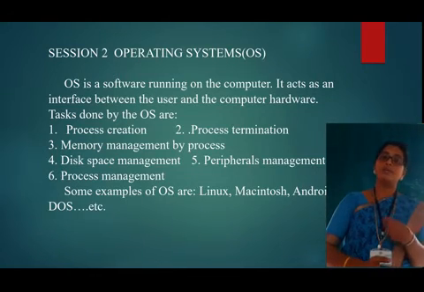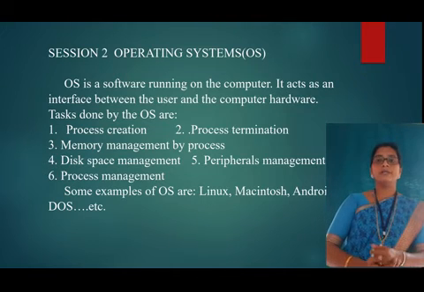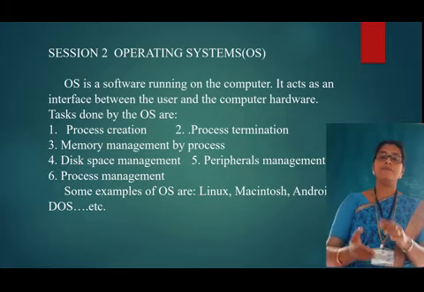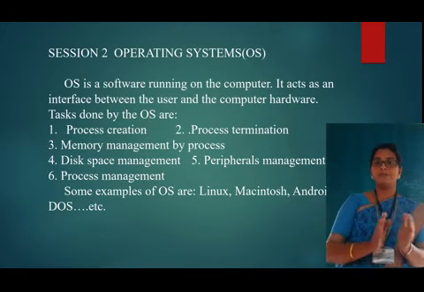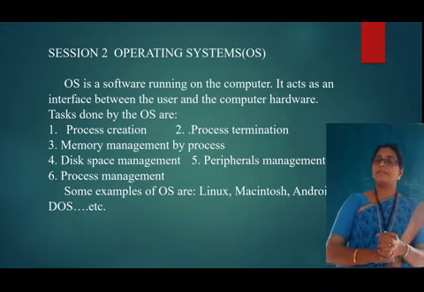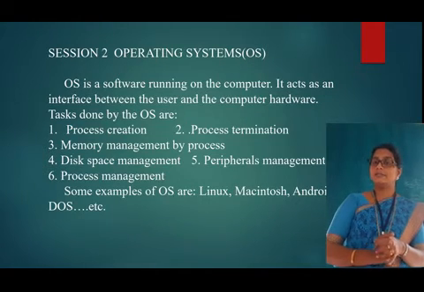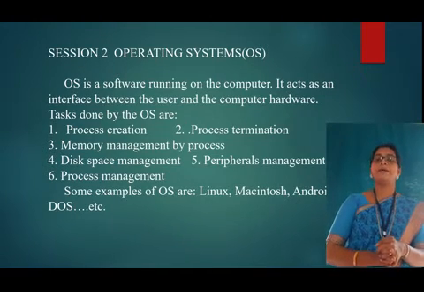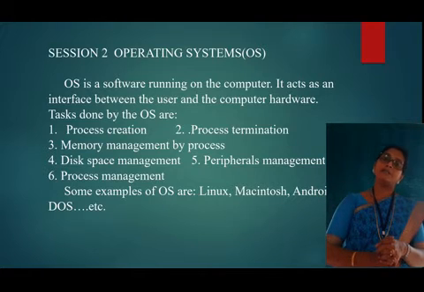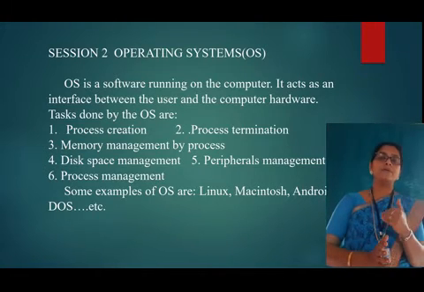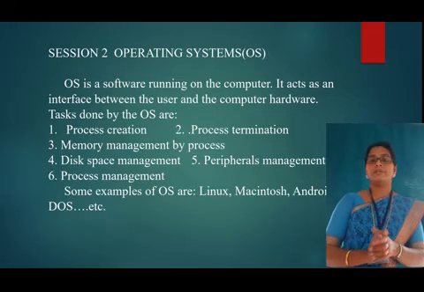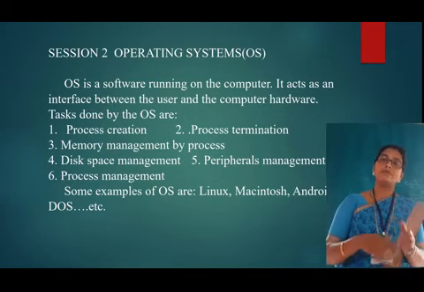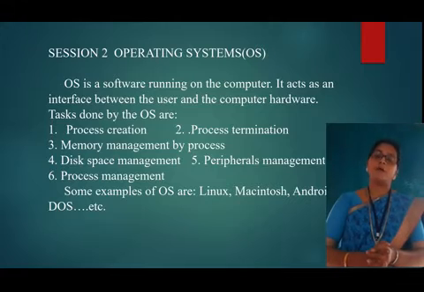So for job creation and job termination, the operating system has a major role. Disk space management: when we store something on the computer, it arranges all the files and folders properly. That is done by software, and that is managed by the operating system. Peripherals management: input devices, output devices. If we connect an input device, it still needs some software, right? Without software it will not work. So this software is managed by the operating system.